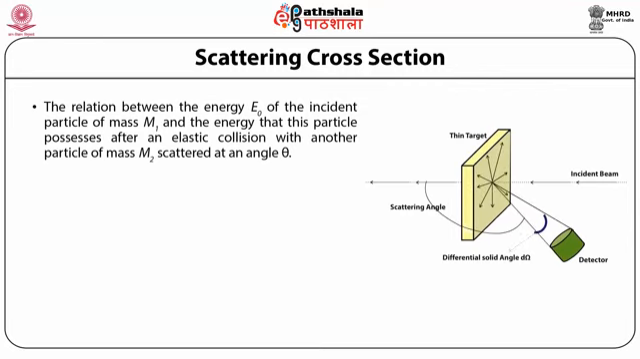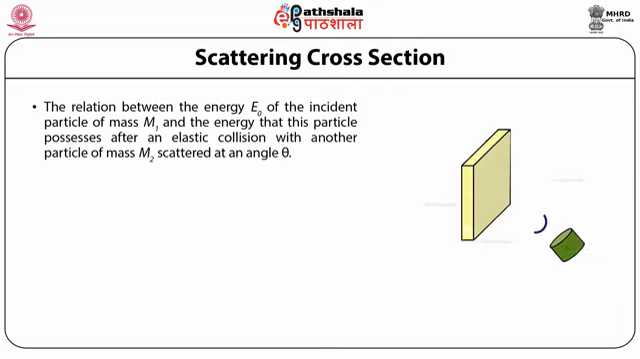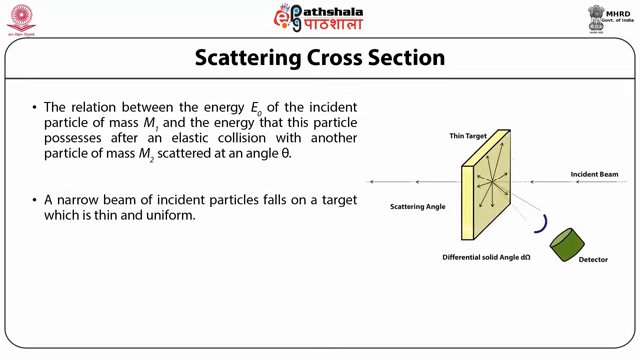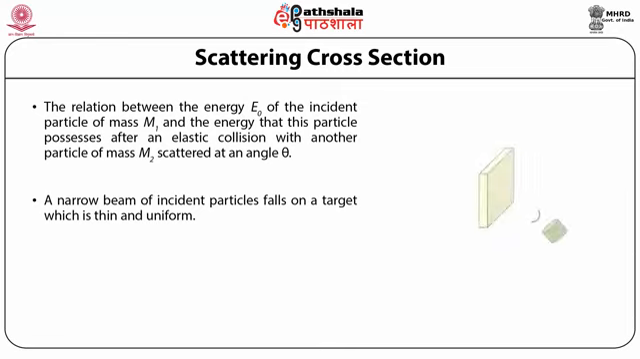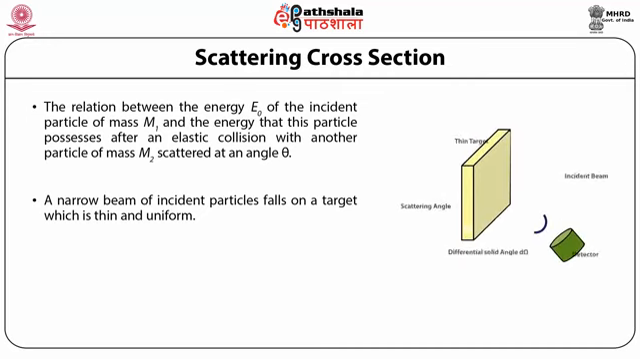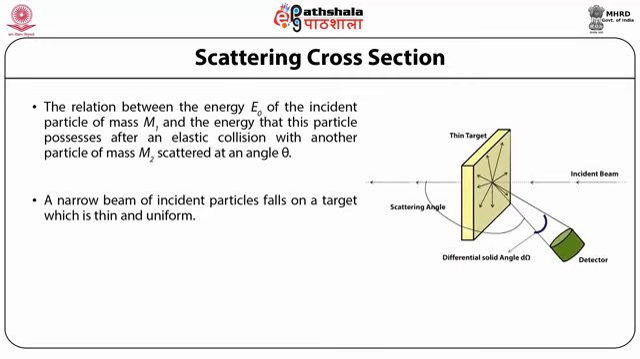In order to estimate quantitatively the frequency of such a collision that really occurs at an angle theta, the concept of differential scattering cross section, denoted as d sigma by d omega, is important and will be described in detail below. A narrow beam of incident particles falls on a target which is thin and uniform. If we place a detector at an angle theta from the direction of incidence, then it can count each particle scattered in the differential solid angle d omega, as in figure 1.